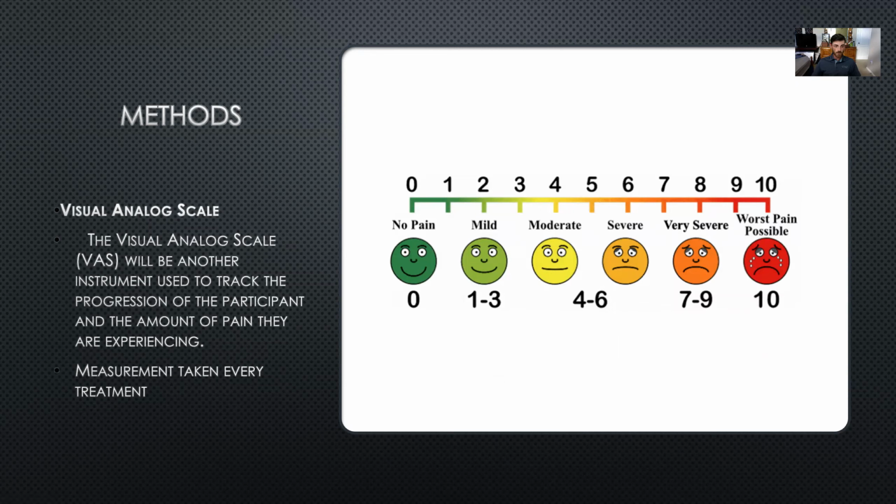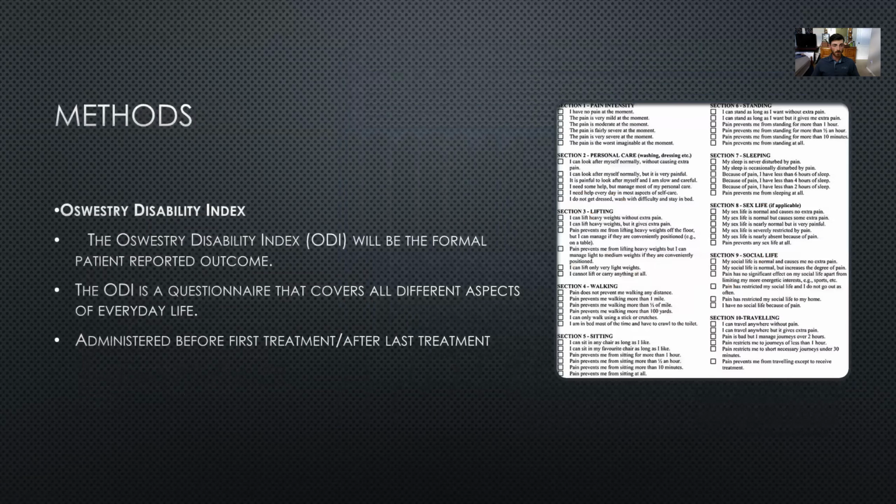And then for the visual analog scale, it'll be to track the progression of the participant. And so this will be taken every time the participant comes in. And then the ODI will be the more formal patient-reported outcome measurement tool. Basically the ODI is a questionnaire that covers all different aspects of your activities of daily life. And then this will be administered before the first treatment and then after the last treatment, so that we can compare what's gotten better, what's gotten worse, what stayed the same.